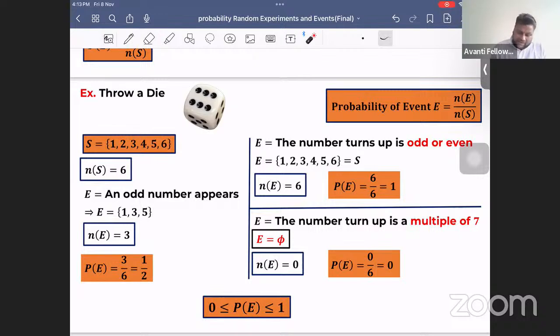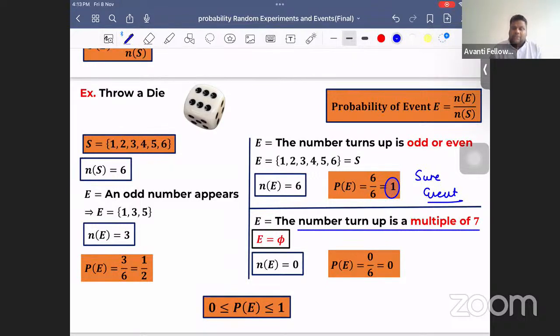Got it? If the event E is that the number turns up even or odd, so E is 1, 2, 3, 4, 5, 6. That is also S. So this is an example of a sure event. So the probability of its occurrence is 1. Am I clear?